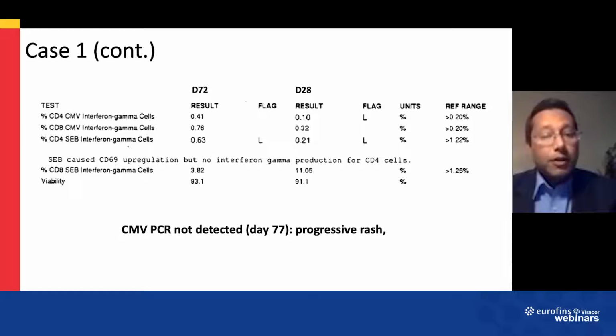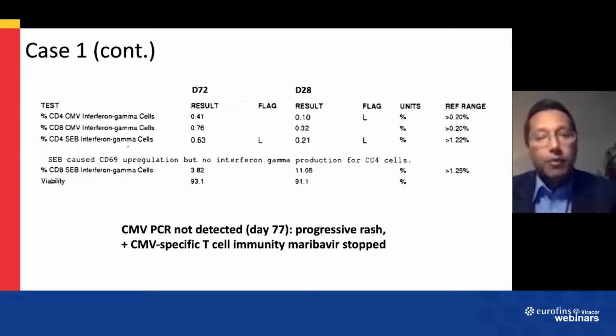Her CMV PCR was not detected several days after this assay resulted. She did develop a progressive rash. And while this rash may not have been related to maribavir, she was actually on multiple other medications that could have contributed to the rash. We did elect to stop her maribavir at this juncture, given that she demonstrated good CMV-specific T cell immunity, both by the CD4 and the CD8 specific T cell responses.